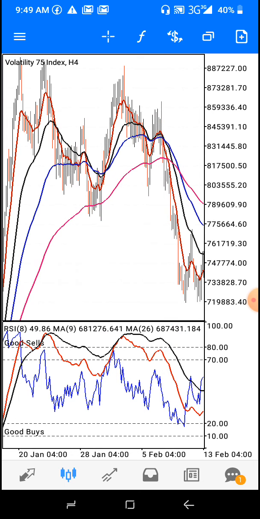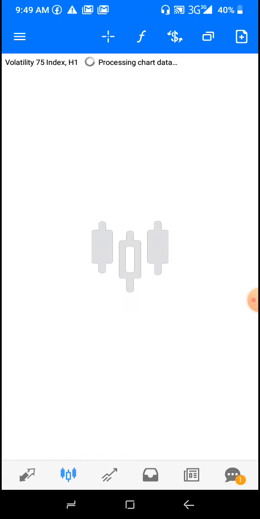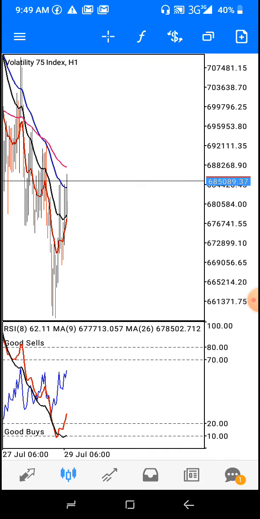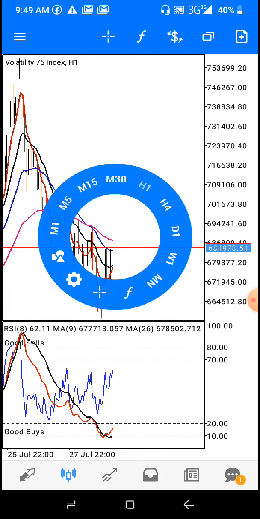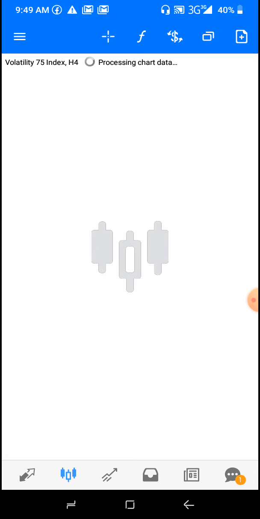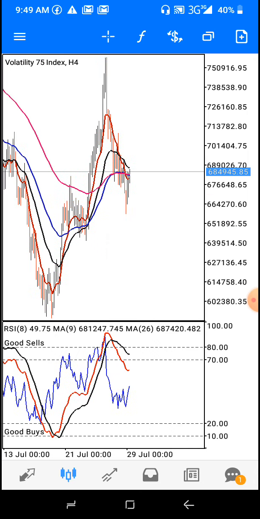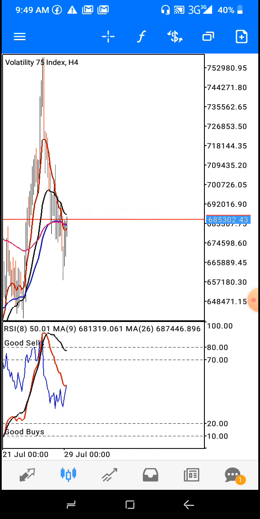Okay, the moving average crossover strategy. It's just capitalizing on the big moves, not trading at random. Now you can see that this market is in a downtrend. You can see that by looking at the 4 hours.